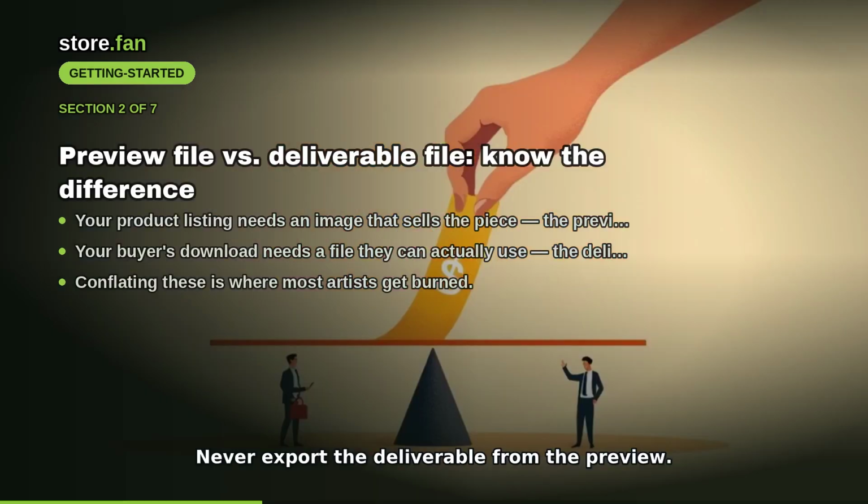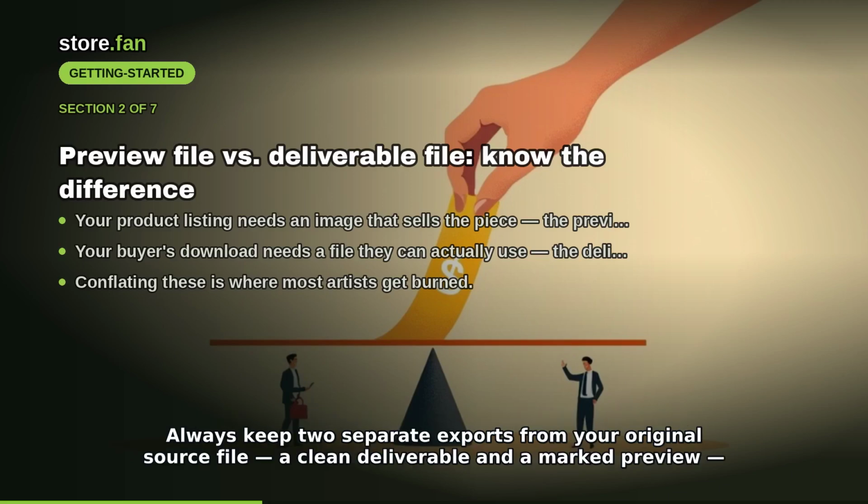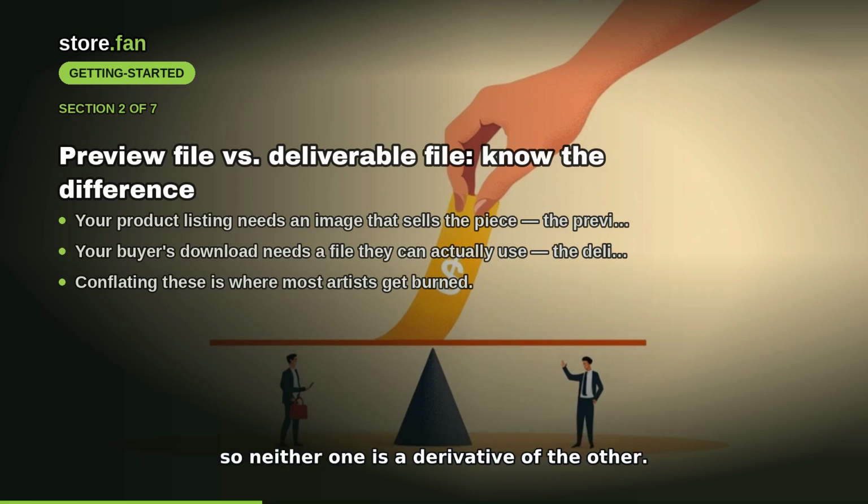Never export the deliverable from the preview. Downsizing a watermarked preview and calling it the small version still leaves a visible watermark trail baked into an image customers paid for. Always keep two separate exports from your original source file, a clean deliverable and a marked preview, so neither one is a derivative of the other.